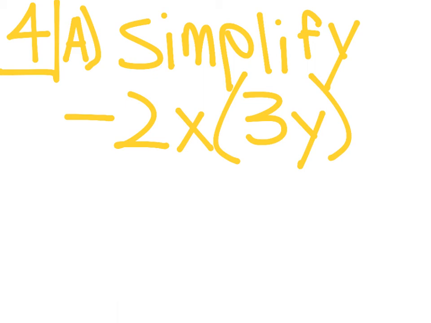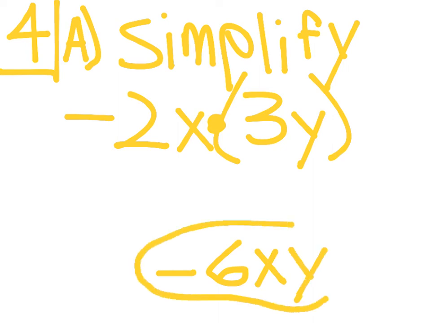And now we've got 4a. This is on page 102. It wants us to simplify negative 2x parentheses 3y. One thing we want to notice here is this is multiplication. It's just negative 2x times 3y. Now, long story short, this is the answer. You just multiply negative 2 and 3, that's negative 6, and then you're still multiplying by xy. So remember, if you just write them beside each other, that means multiplication. So that's the answer. But what they're wanting you to remember here is you can flip things around.